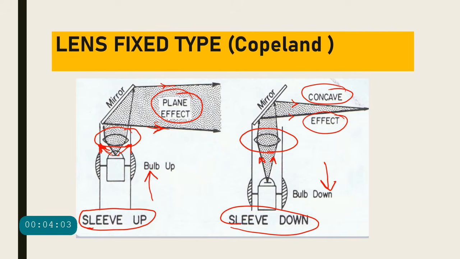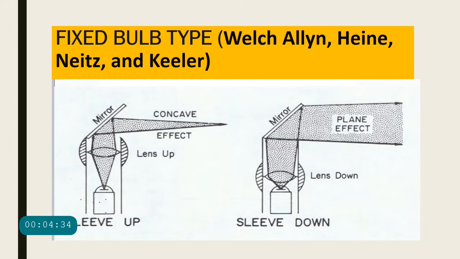So in the lens-fixed type of retinoscope, in which our lens is fixed and we are moving the sleeve up and down, we are changing the position of the bulb. As the bulb goes up, that is sleeve up, we have the plane mirror setting. This is seen in the Copeland type of retinoscope. So in Copeland's, once you put the sleeve up, it means the plane mirror setting. Basically, if you are using this type of retinoscope, you have to put your sleeve up for the majority of your retinoscopies. However, there's another design in which the bulb is fixed, and instead we move the lens up and down.